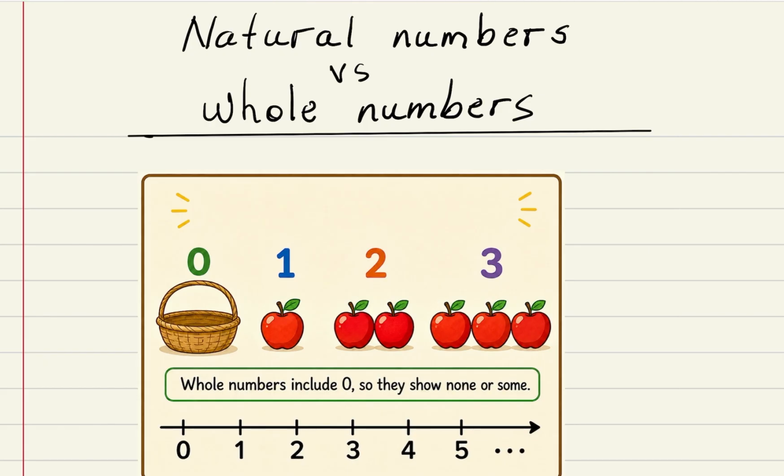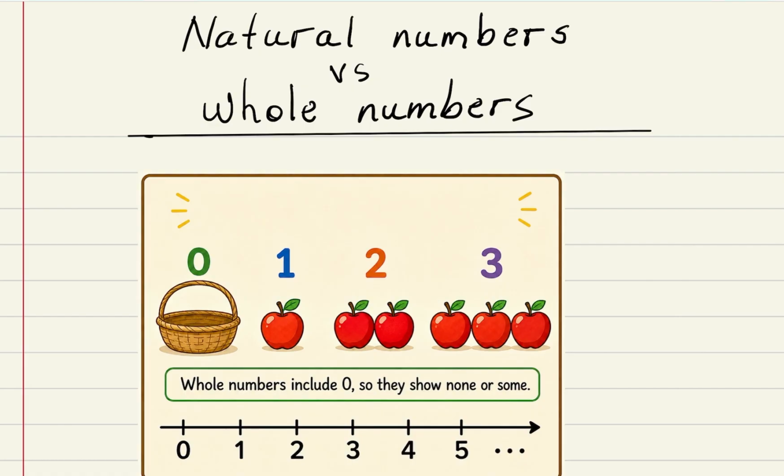The first lesson is natural numbers versus whole numbers. So what are natural numbers? Natural numbers are essentially counting numbers, the numbers that we use to count things, like for instance, like we see here, apples. So you can see here we have 1 apple, 2 apples, 3 apples.